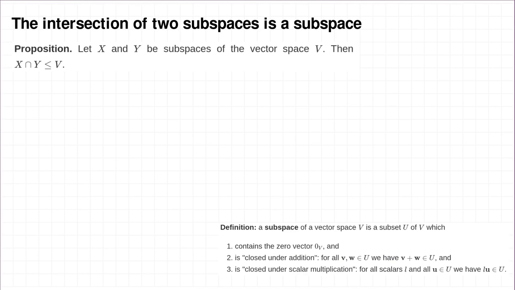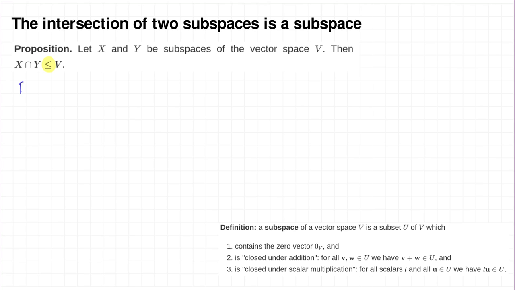Okay, let's move on to the topic of this video, which is about intersections and sums of subspaces. We're going to prove two useful results which tell you how to make a new subspace out of two old subspaces. I've written the definition of subspace at the bottom of the screen there for you, just to remind you. And what our proposition on this slide says is that if you have two subspaces, X and Y, of a vector space V, then their intersection, X intersect Y, is also a subspace of V. So remember that we use this notation with a less than or equal to mean that something is a subspace.